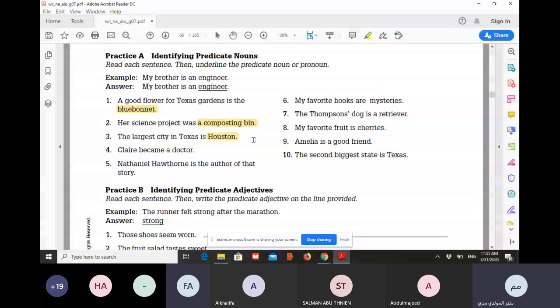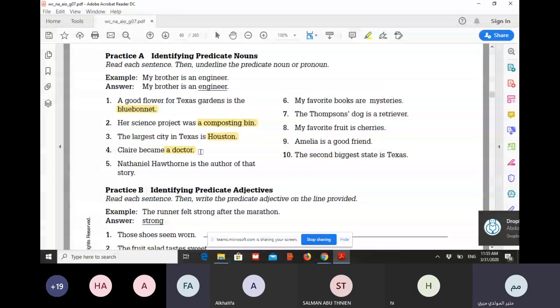Please, when I mention someone, the other ones, you need to stop. I said Raquel Hidan. Claire became a doctor. A doctor. Excellent. What is it? A noun. Very good.